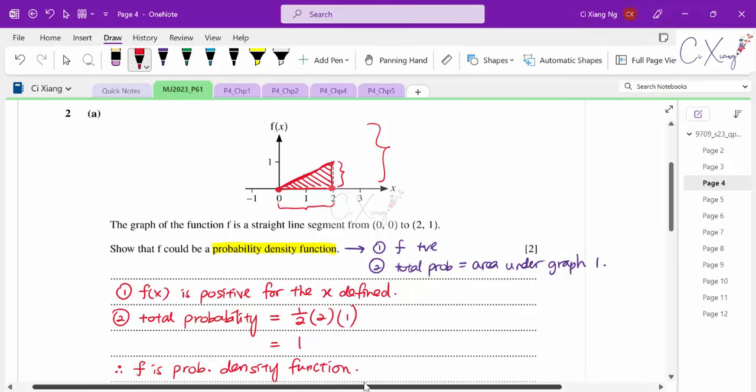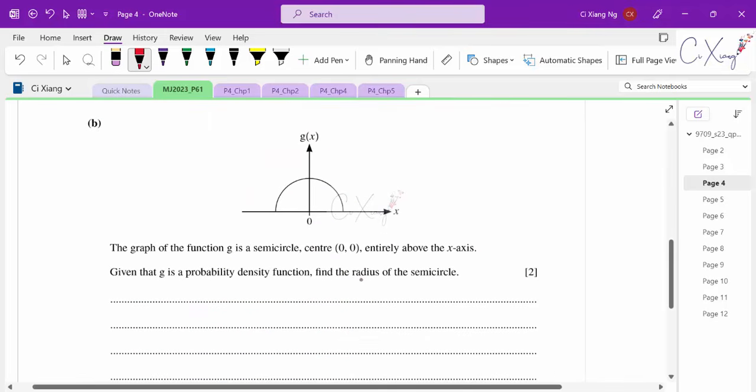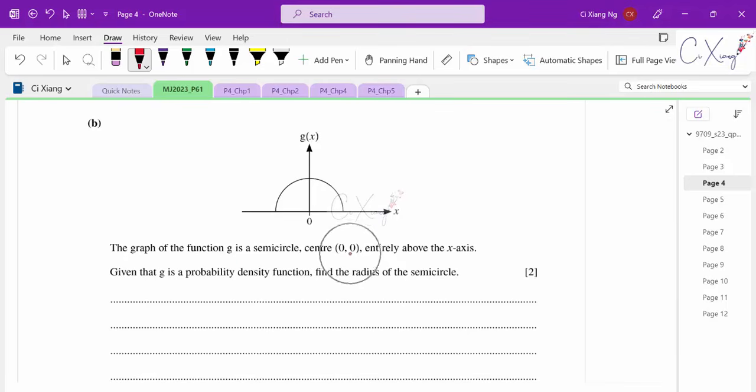Okay, so this is what you need to know for a continuous random variable. Alright, then now let's proceed to part number 2. For part B, they give us another diagram and it is the function g. So the graph of the function g is a semicircle, center 0, 0, entirely above the x-axis.